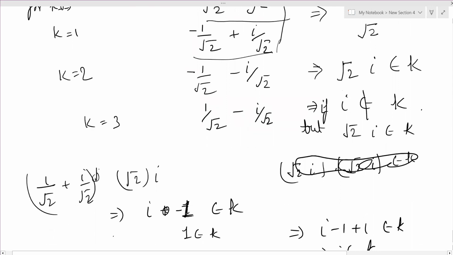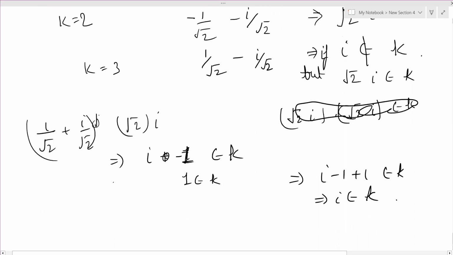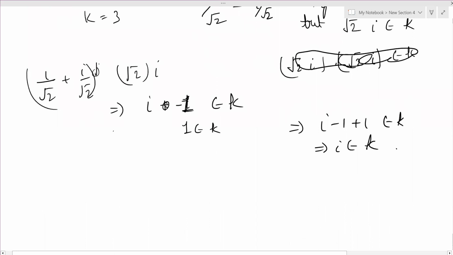So that means (1/√2 + ι/√2) times √2 ι is in K. Their product means ι − 1 should be in K, and 1 is also in K. So that means ι should be in K. Agreed or not? Yes. So the sum is also in K. This means we have proved it.